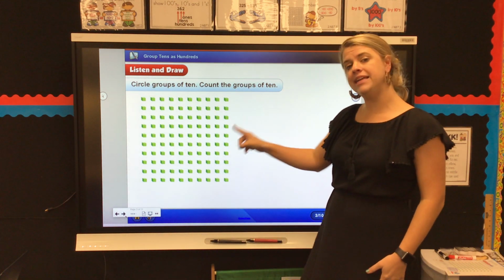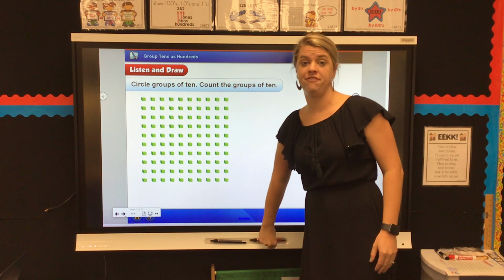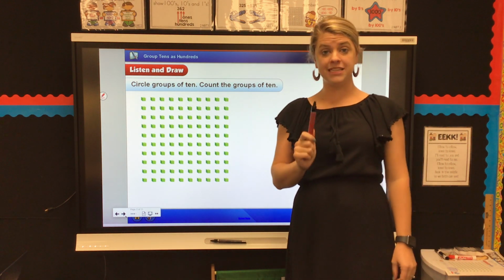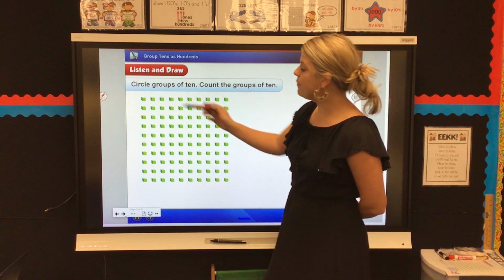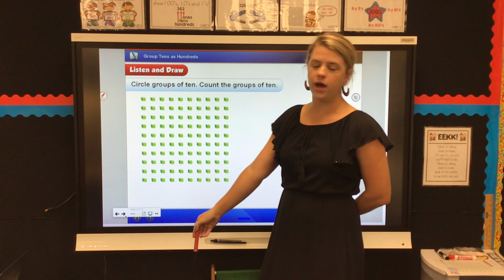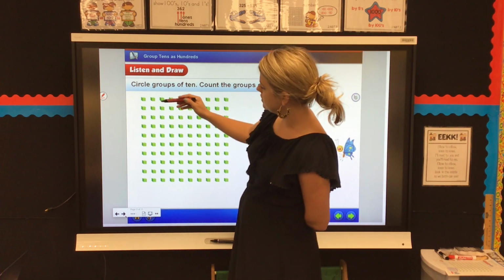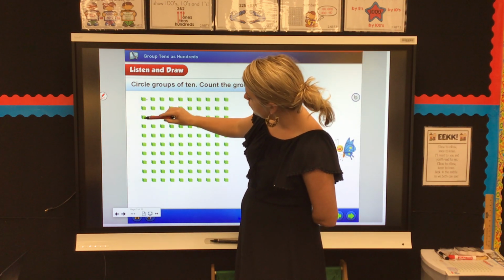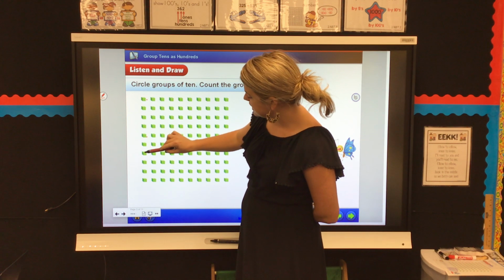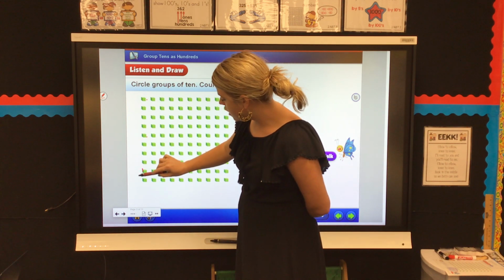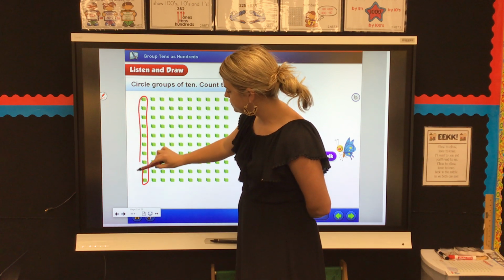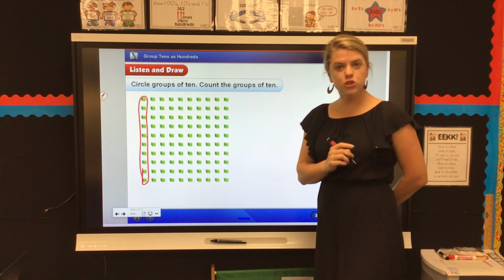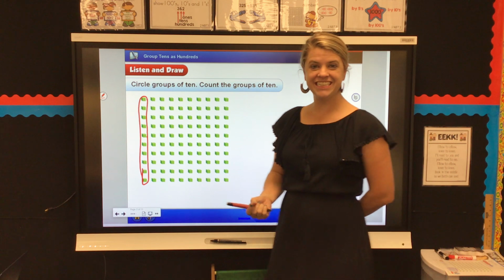Let's see how many times we could make a group of 10, okay? So you're going to take your pencil and you're going to circle a group of 10. So let's see. I'm going to count vertically to do my groups. 1, 2, 3, 4, 5, 6, 7, 8, 9, 10. Okay? So I know that this is a group of 10. Did you circle a group of 10 like I did?